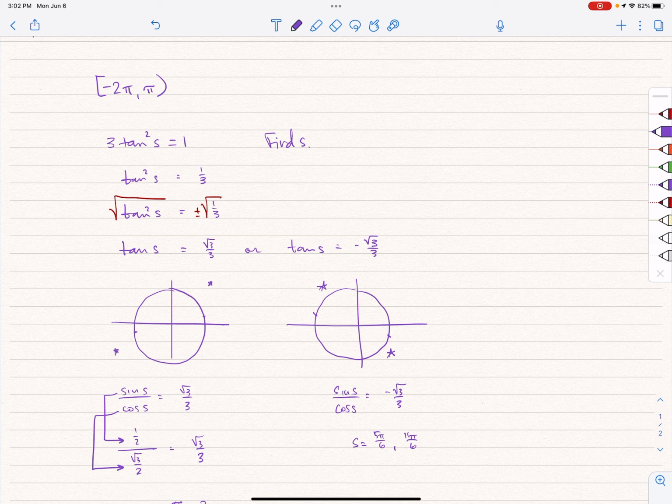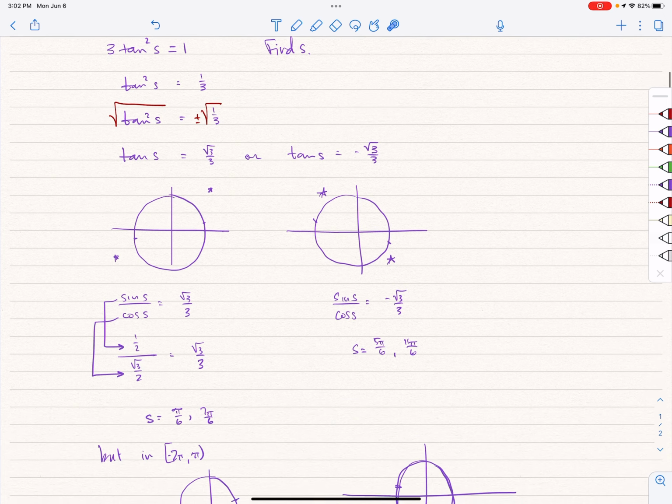the verbal cues here. All right, so the first thing I did was I divided by 3 on both sides, so that's what you see on this line. And then I took the square root of both sides. Don't forget though, whenever you take the square root of both sides, you have to remember the plus or minus. A lot of students tend to forget that. The square root of 1/3 is the same thing as root 3 over 3, so I have that tangent of an angle s is equal to root 3 over 3, or tangent is equal to negative root 3 over 3.